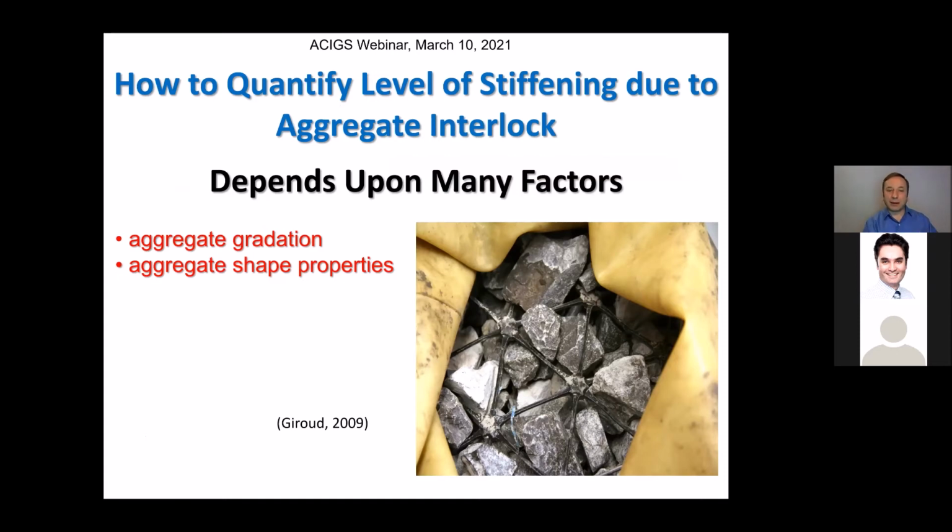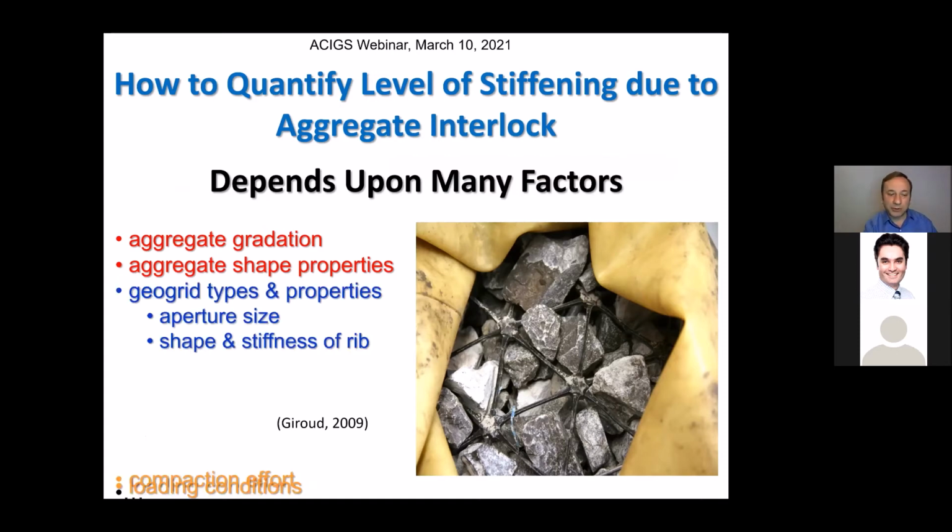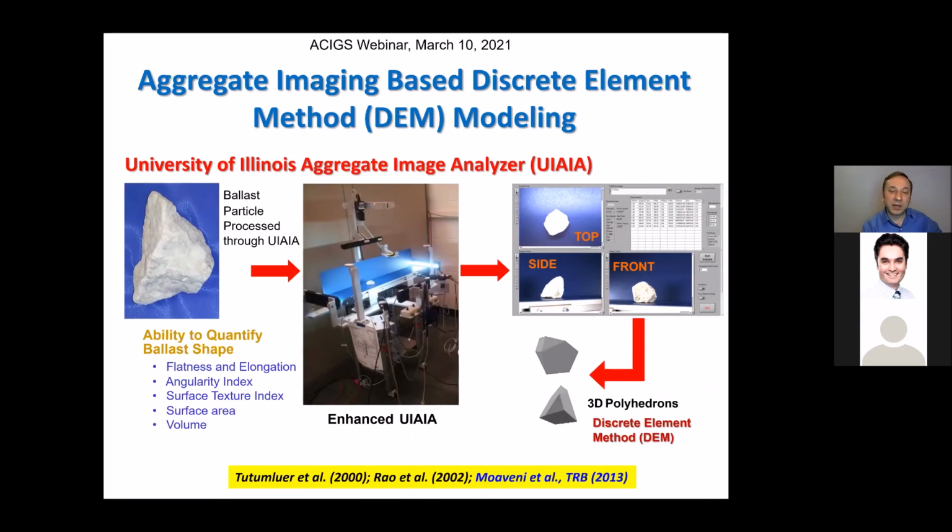studying in the lab a lot of these aspects that were put forward for us back in 2009, when the Jubilee Symposium, the 25th anniversary of Geogrids, was discussed in a symposium over in London. And at that time, Dr. Giroux came up with the concept that it is not just the geogrid types, the aperture and the shape and the properties, but we need to match the aggregate size, gradation, and shape properties, as well as compaction efforts and loading conditions. So that's been really the challenge with me because, well, what kind of challenge, you will say?